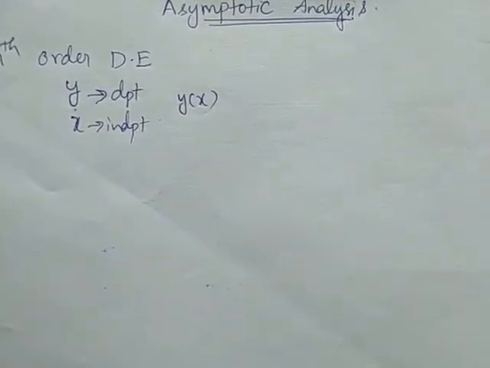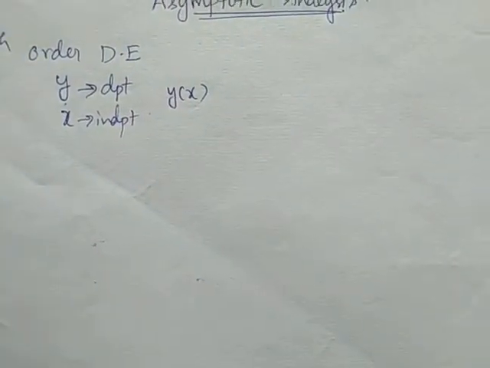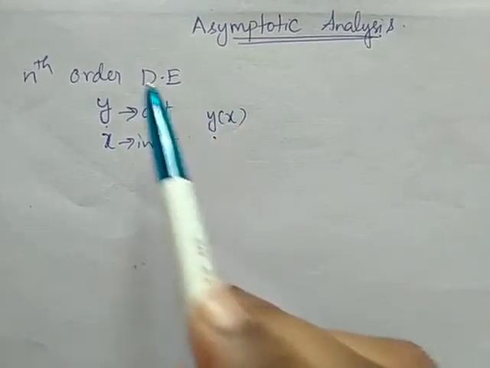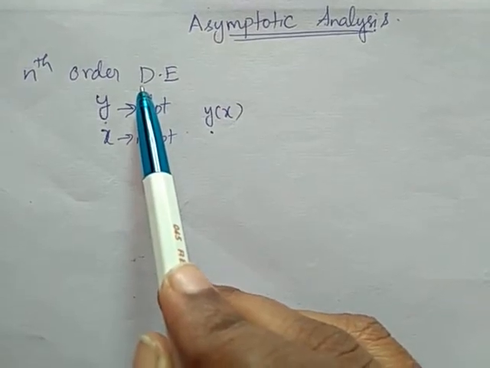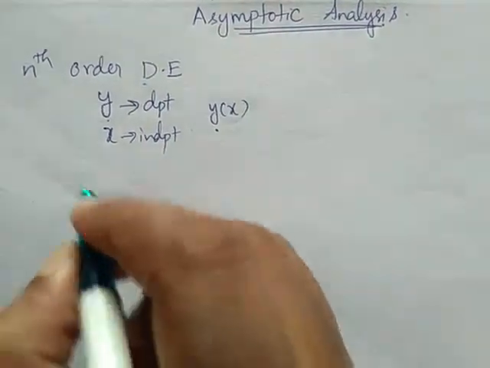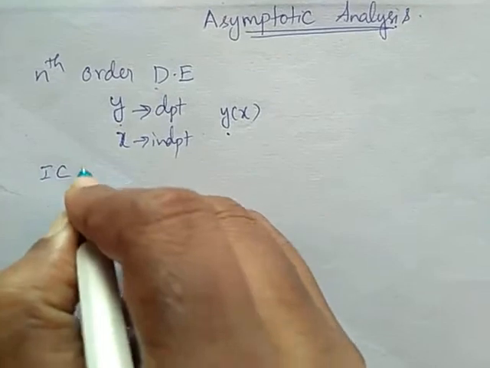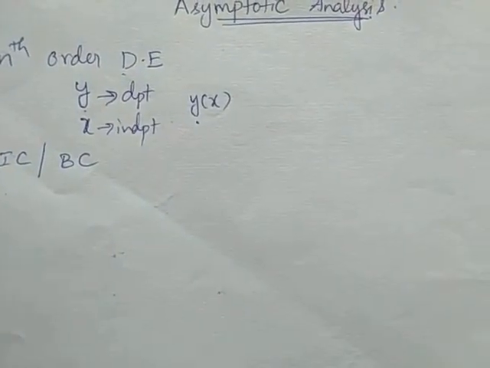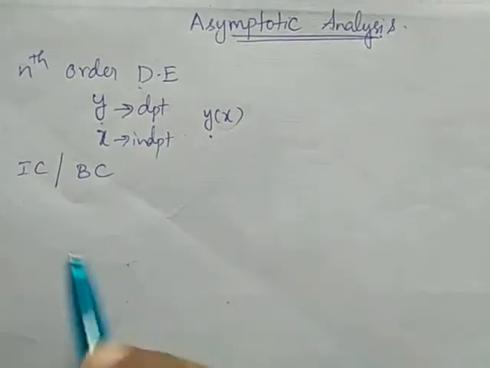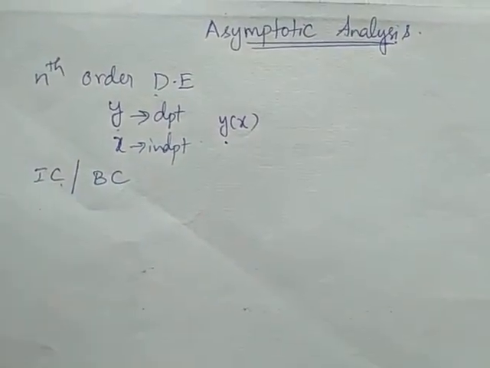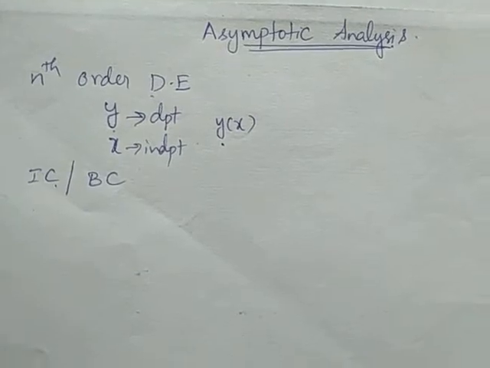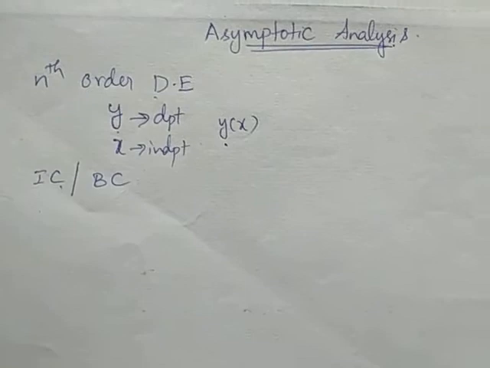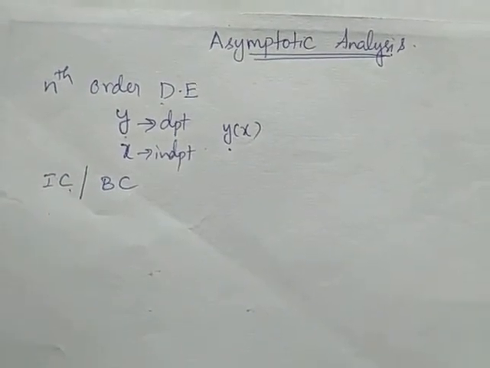The general solution y of x should be determined. We have to find the general solution y of x for the differential equation using the given initial conditions or boundary conditions. These conditions are also known as constants of integration. So these initial conditions and boundary conditions can be specified in many ways.